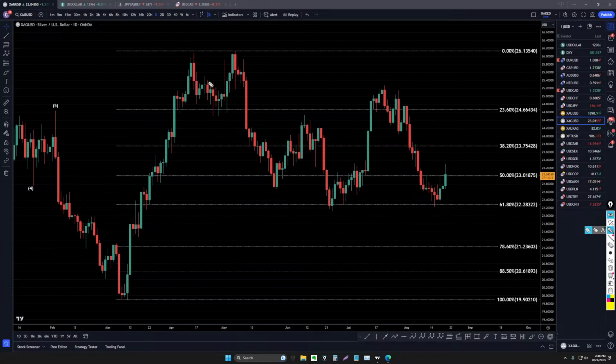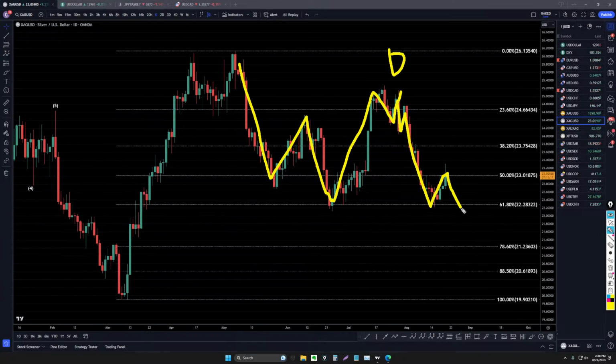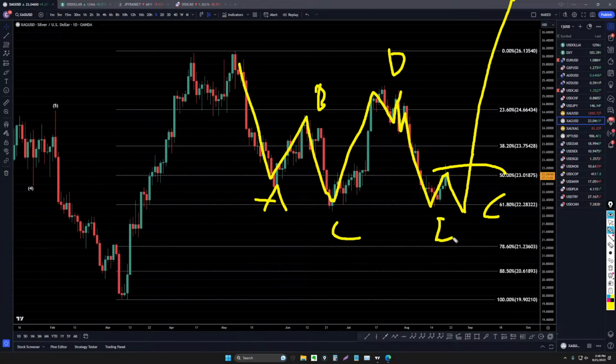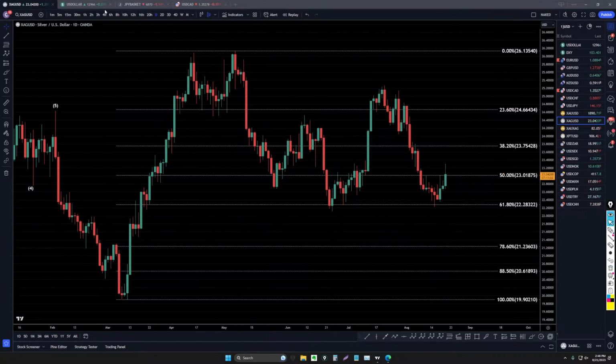It looks like an ABC, but then it probably made a 3-wave pattern up just like gold, so that's probably a D. 1, 2, 3. Maybe this is a 4. Now it's going to make a 5. Touch the 61.8, making a pulse to move up, break structure, and continue the uptrend. A, B, C, D, and E. Seems like it is what it is.